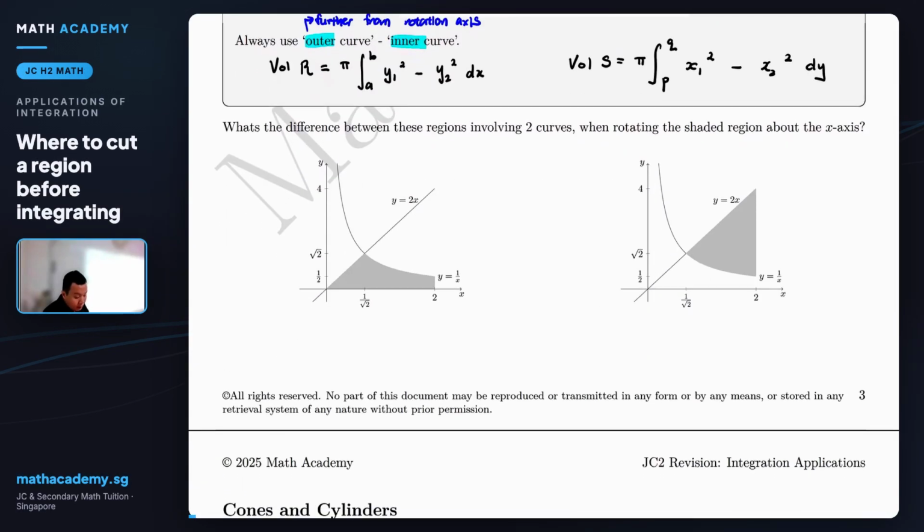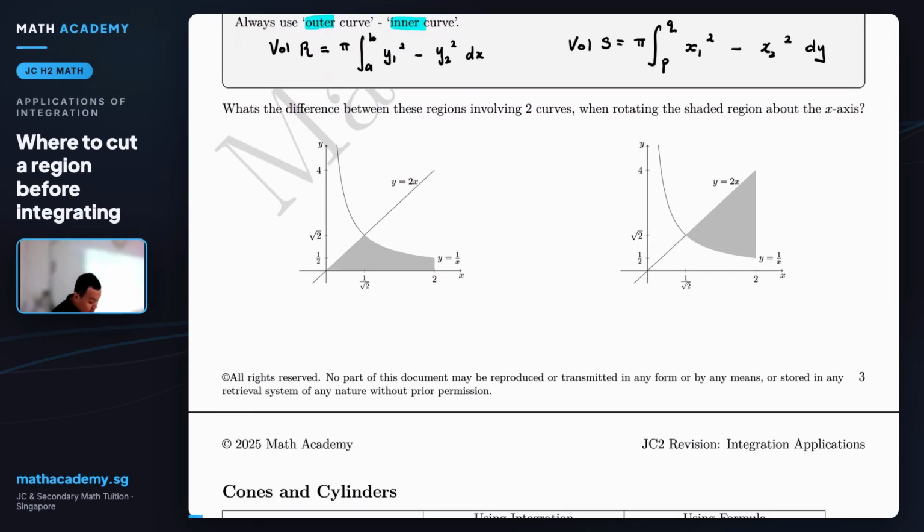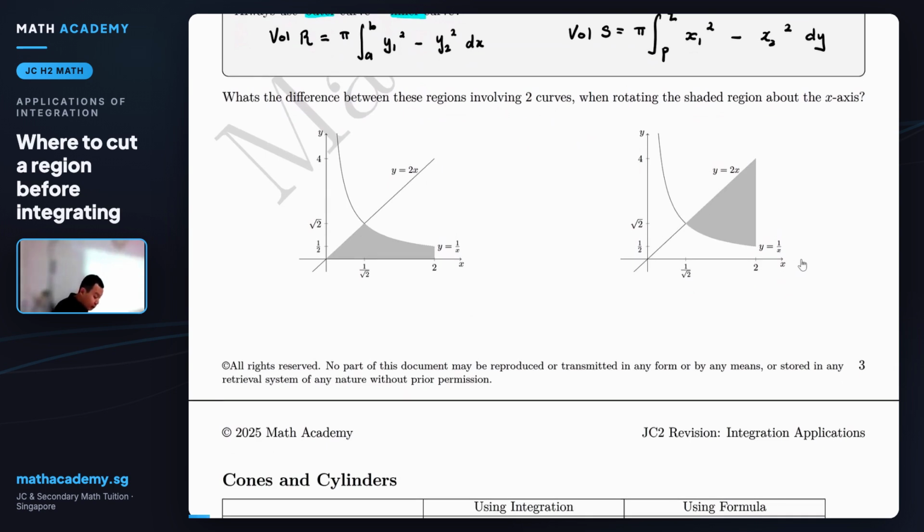Why is that important? Let's look at this simple example here. Let's rotate the shaded regions across the x-axis for both of them. Now, first, you need to know where to cut your diagram. There are 3 positions for all the volume questions that I always cut. You cut your diagram firstly at extreme points.